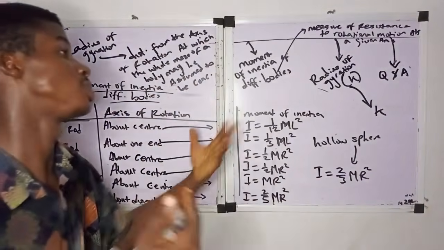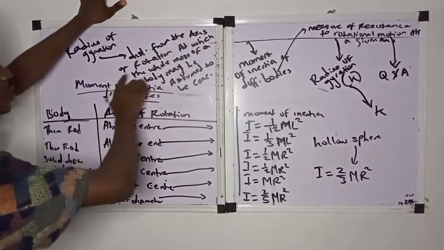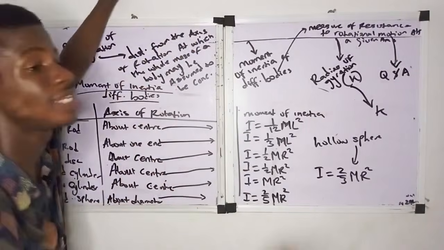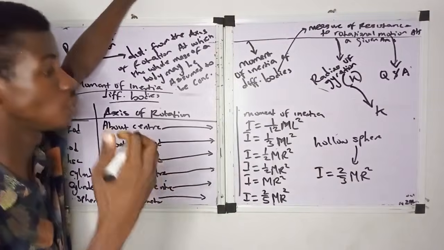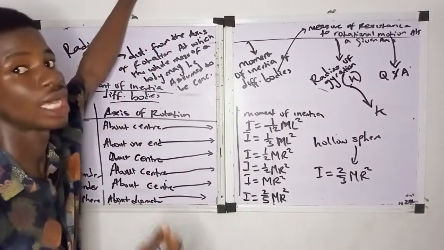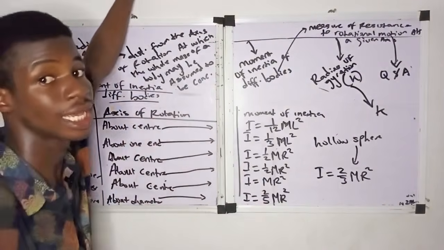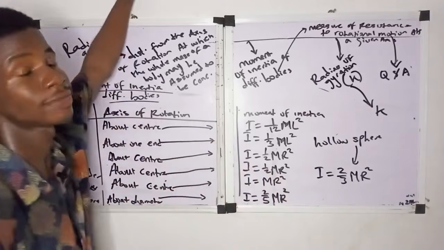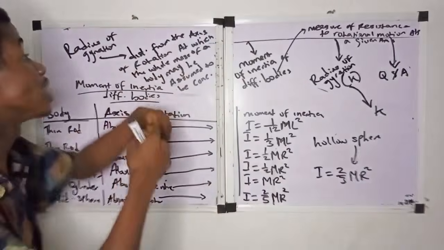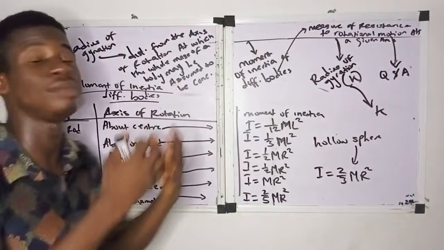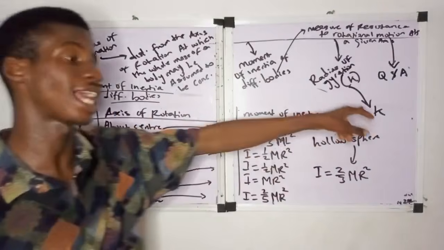Now, what is radius of gyration? Radius of gyration is the distance from the axis of rotation at which the whole mass of a body may be assumed to be concentrated. That is known as radius of gyration, which is represented by K. It's also known as equivalent radius. So that is the definition of radius of gyration.